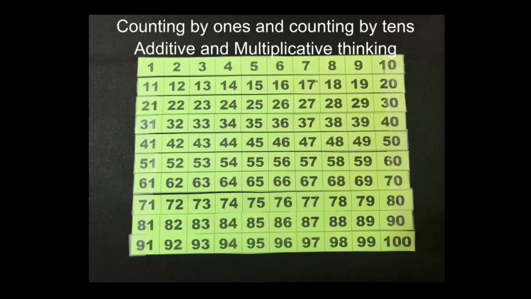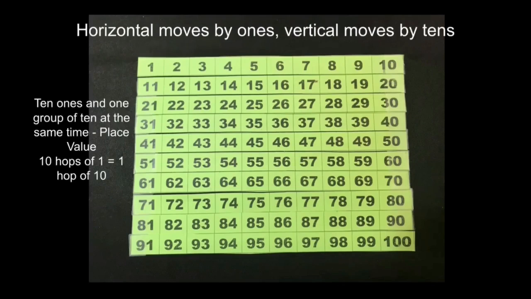Also, I want you to recognize that place value really is dependent. If we're going to talk about place value understanding, it's dependent on multiplicative thinking, because that's what those groups of tens are. So 10 ones and one group of tens can occur at the same time. So 10 hops of one or one hop of 10, you can hear that commutative property going on right there. They mean the same thing on this number line.